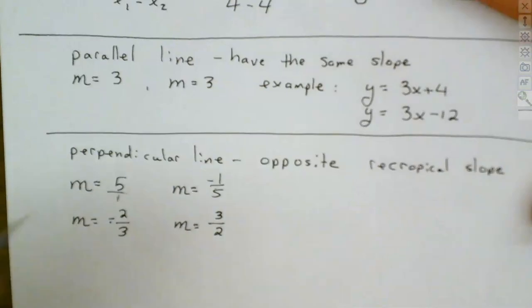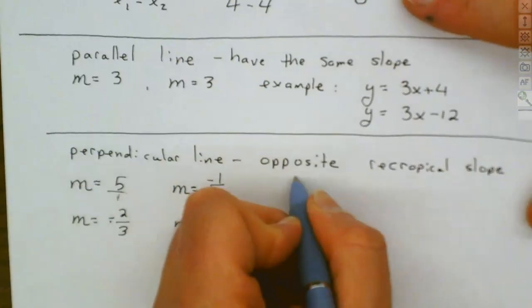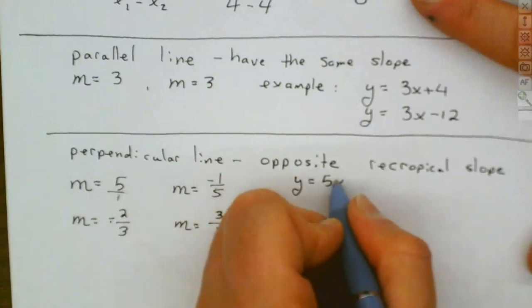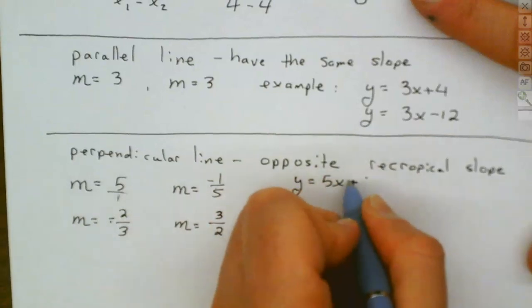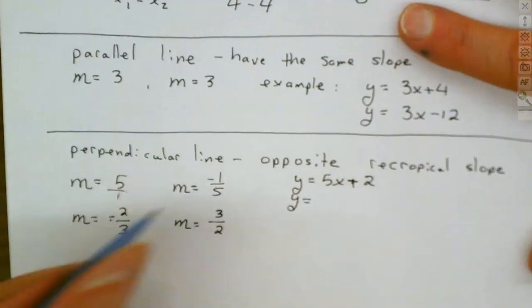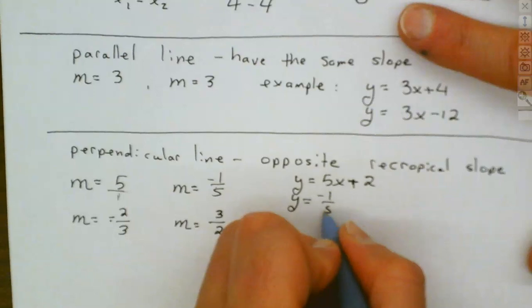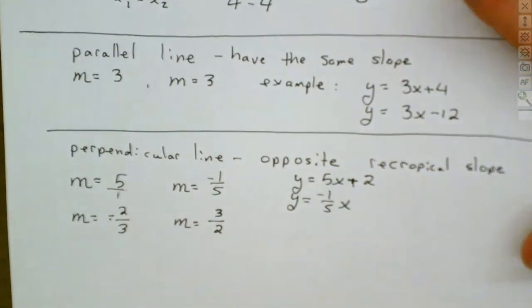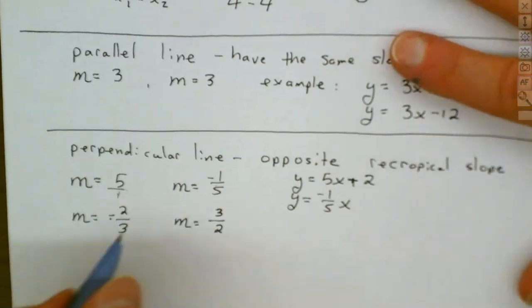So what would lines look like? Okay, here's some examples of these. These are perpendicular lines. How about y equals 5x plus 2? And the perpendicular to that line would be, how about y equals minus 1/5 x? Those are perpendicular. Let's look at one more with these examples.